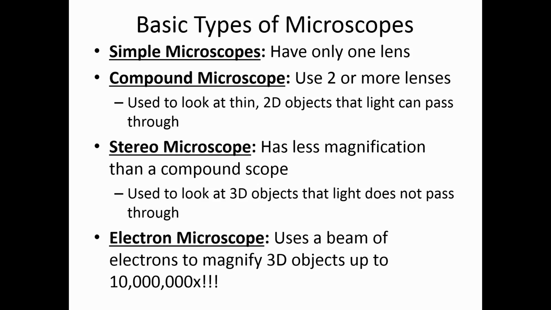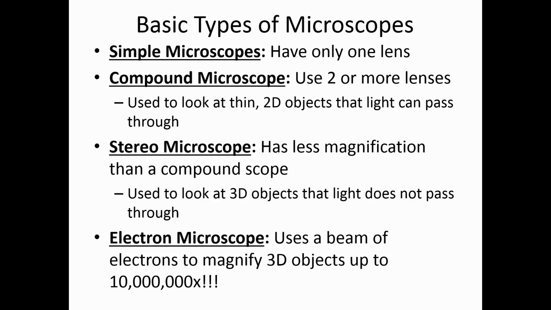A compound microscope, like ones we'll be using a lot in class, uses 2 or more lenses lined up. So those 2 lenses will be in unison with each other, increasing the magnification. The scopes that we use in class magnify around 400 times. Some of these can magnify up to 2,000 times. But the big thing with the compound microscope is the objects that you look at have to be very thin and 2-dimensional so that light can pass through them.